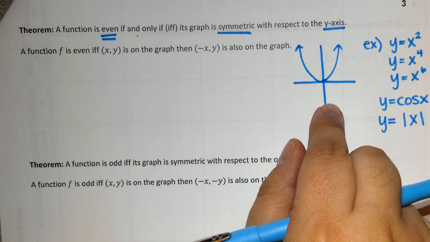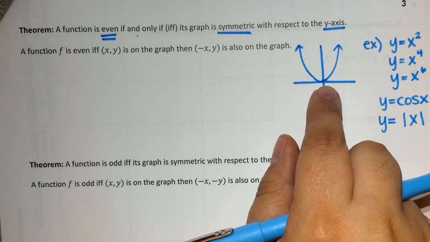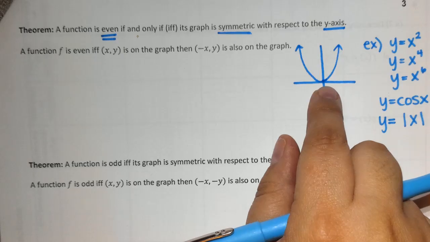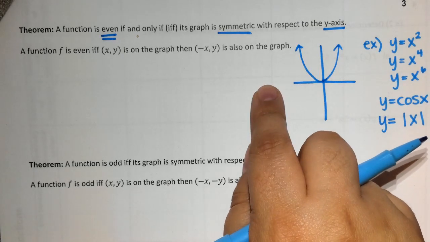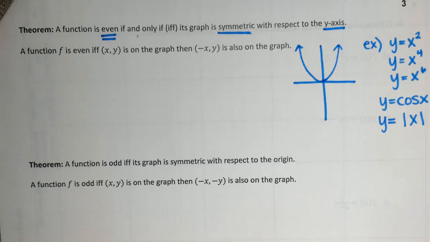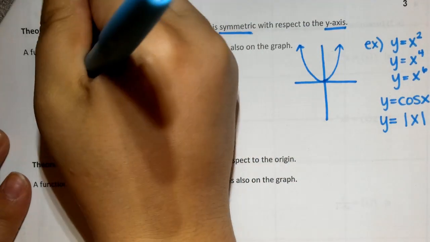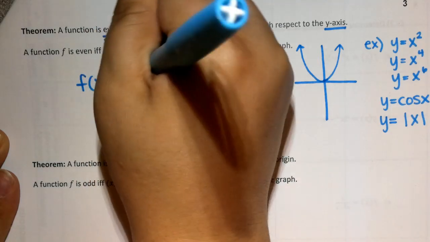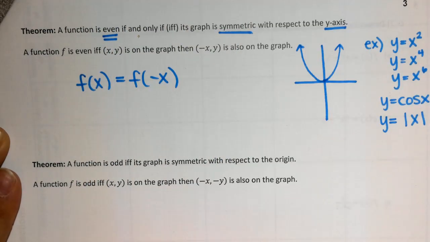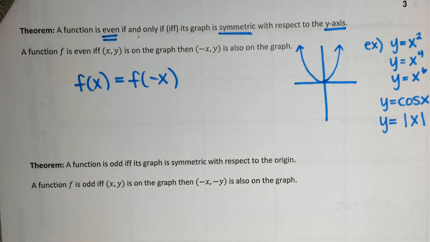What is 2 squared? 4. What is negative 2 squared? 4. It does not matter if it's positive or negative. Do you agree they both are 4? Same thing. What is 5 squared? 25. What is negative 5 squared? 25. So, algebraically, if f of x equals f of negative x, it is even.